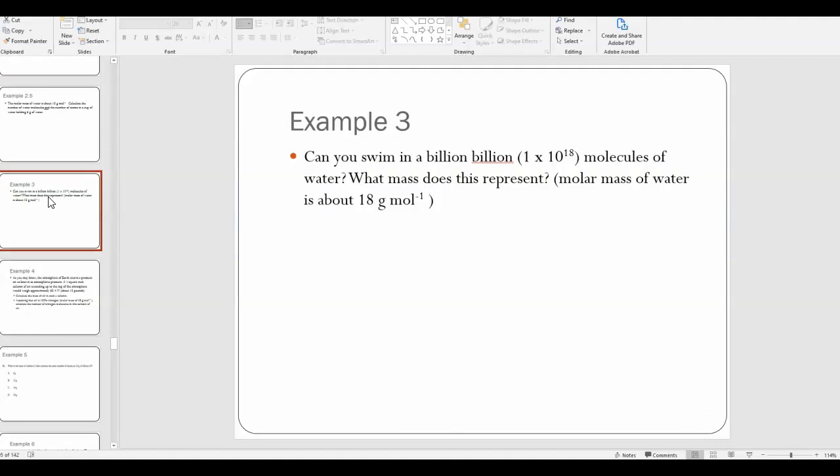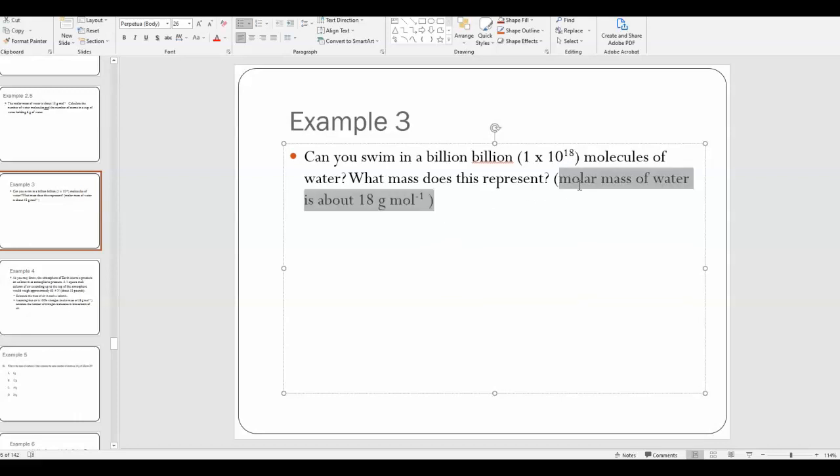Okay, so example 3 says, can you swim in a billion molecules of water? So a billion times a billion is 1 times 10 to the 18. Okay, so we have 1 times 10 to the 18 water molecules. That's the given. We're also told that the molar mass of water is about 18 grams per mole.